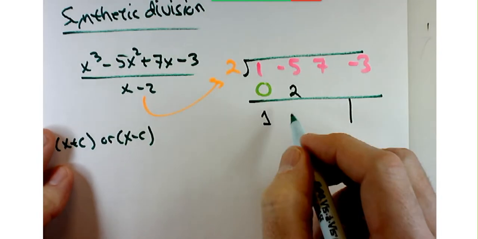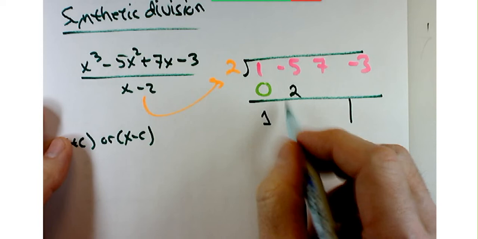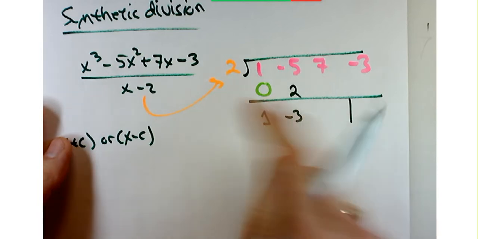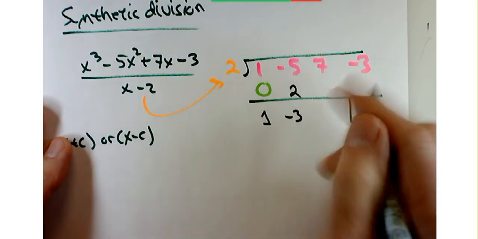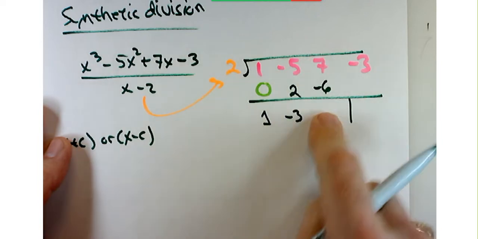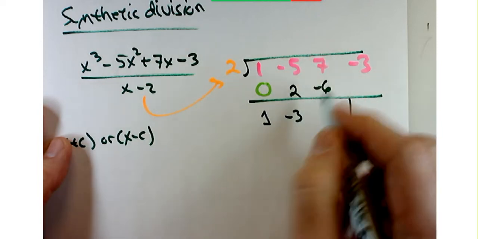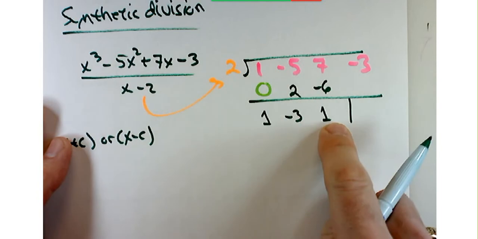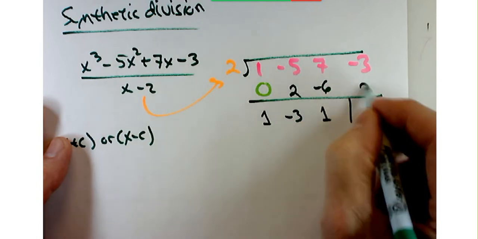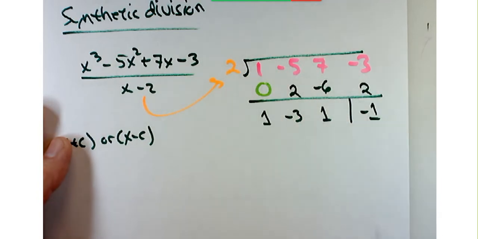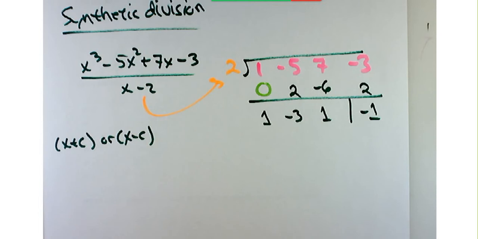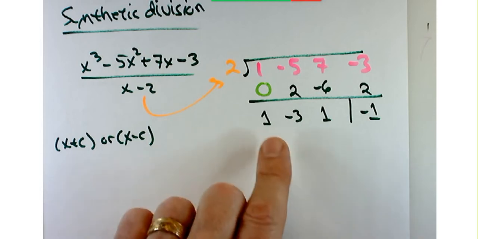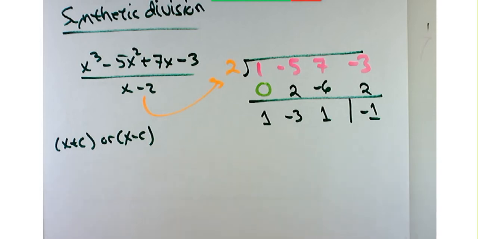Add going down, I get negative 3. 2 times negative 3 gives me negative 6. Add going down, 7 and negative 6 gives me 1. 2 times 1 gives me 2. Add going down gives me negative 1. Now please don't leave it like this. I get stuff like this all the time, and you're going to get 2 points out of 5. There's a quotient and a remainder that you have to interpret.